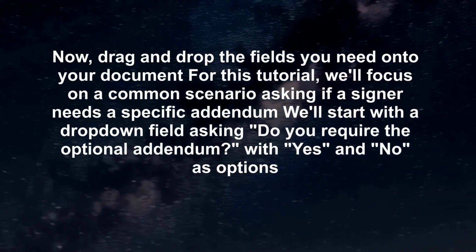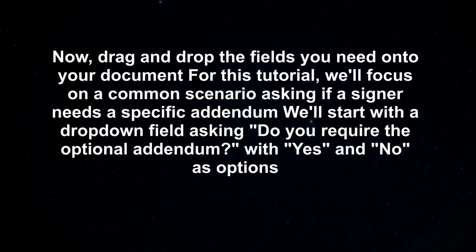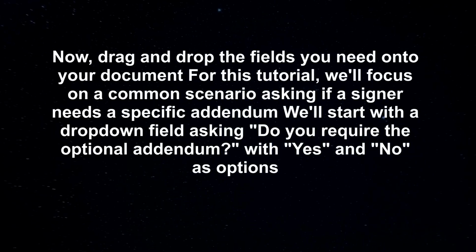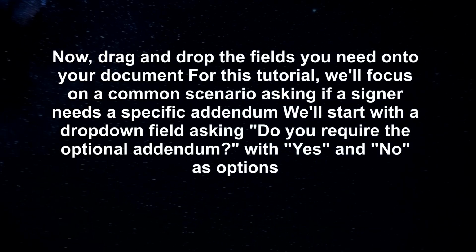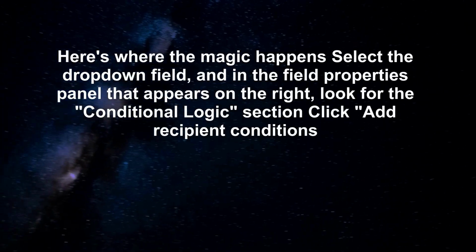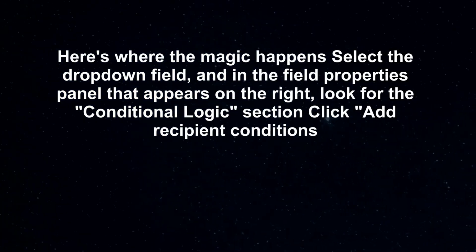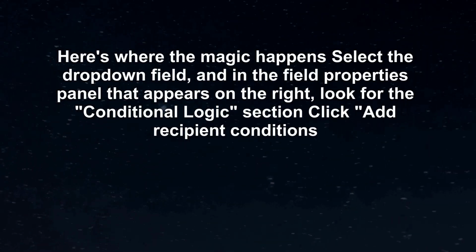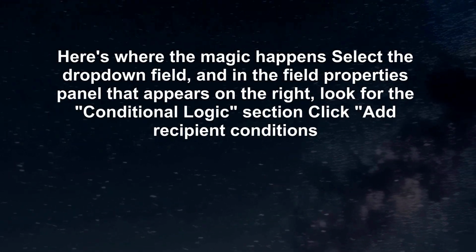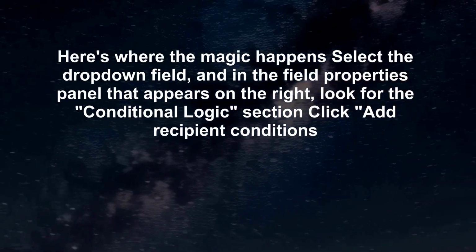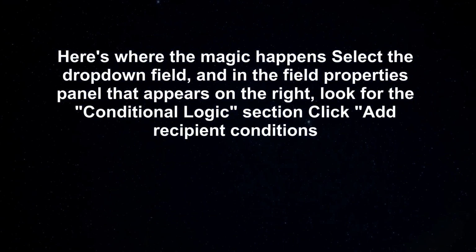We'll start with a drop-down field asking, "Do you require the optional addendum?" with yes and no as options. Here's where the magic happens. Select the drop-down field, and in the Field Properties panel that appears on the right, look for the Conditional Logic section. Click Add Recipient Conditions.